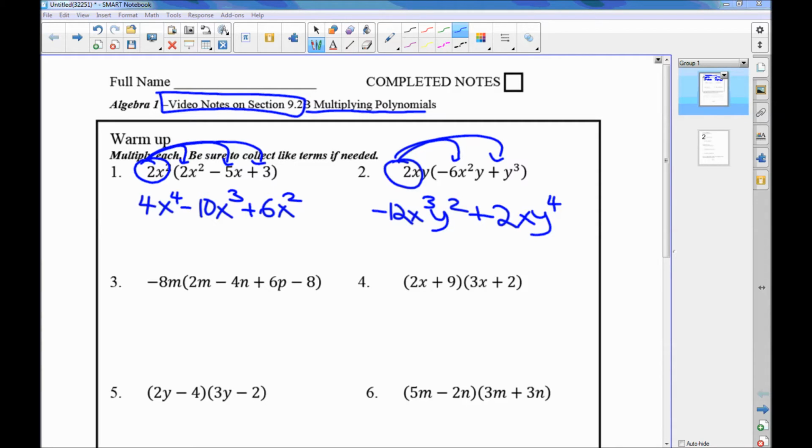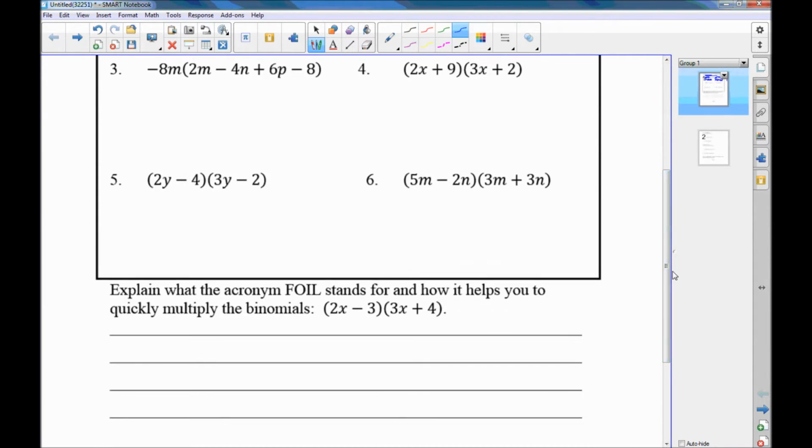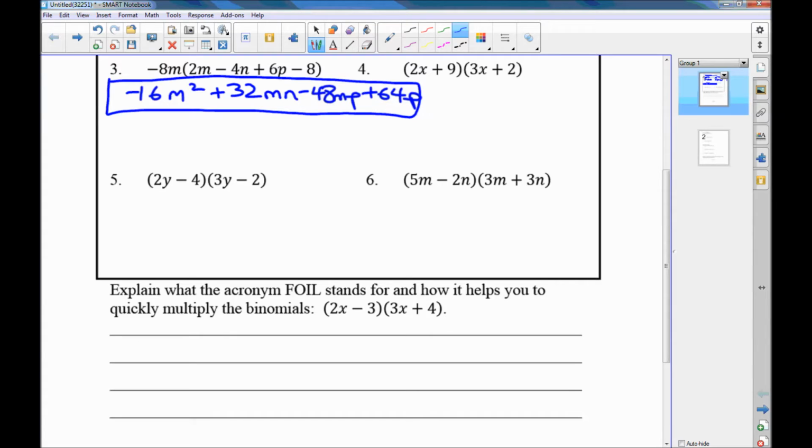All right. Number 3. We have negative 8m, and we're timesing it by all the stuff on the inside here. So negative 8 times 2 makes negative 16m squared. M times m is m squared. Negative 8 times 4 is positive 32 for the coefficient, and then we have an mn. Negative 8 times 6 is negative 48 for the coefficient, and we have an mp. And last, we have negative 8 times negative 8 for positive 64p. Okay, none of these are like terms, so that's as much as we can do.